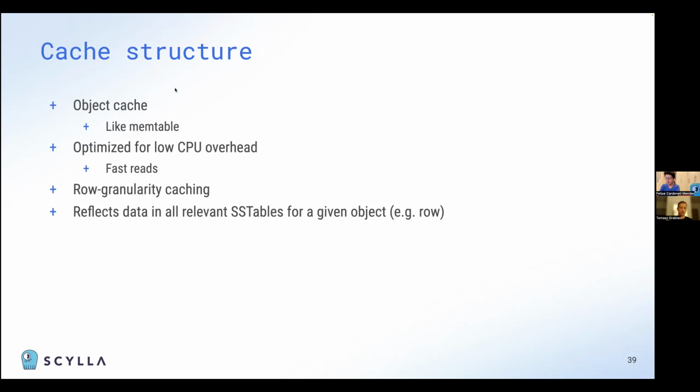It has low CPU overhead. The caching has row granularity, so you don't cache a bunch of rows. If you want to read a single row, you can keep only a single row in cache. And there's a single version, a single copy of an object, like a row, even if it's present in multiple SSTables. So the log structured merge tree amplification is hidden by this data structure.